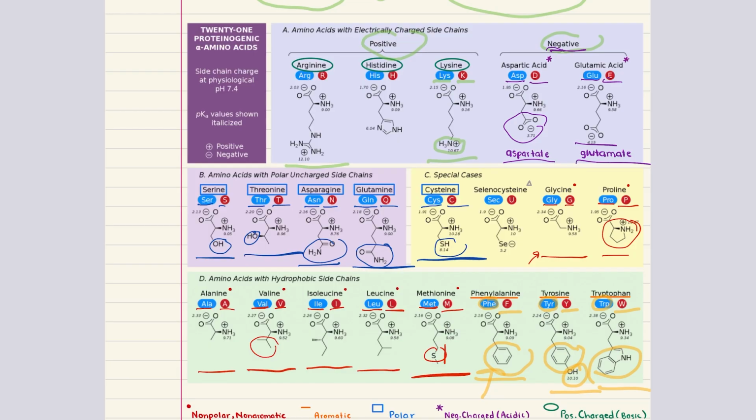Then there's arginine. Its three-letter abbreviation is ARG, and its one-letter code is R. It has a guanidinium group at the end of its side chain, and this group is resonance stabilized, and it carries a positive charge, which makes arginine one of the strongest basic amino acids.